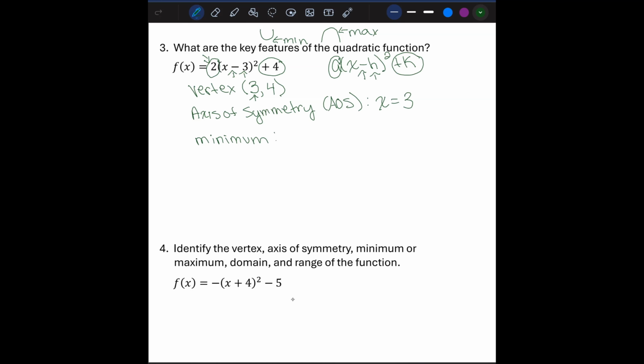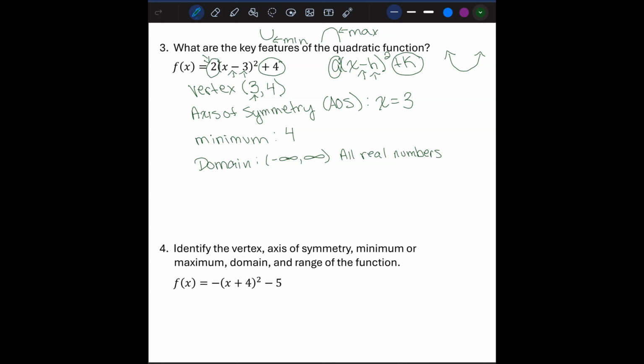So the minimum is going to be where the y value is of the vertex. So the minimum here would be 4. Okay, let's talk domain and range. We already know that quadratic functions are a U-shape. So they shoot off to the left and to the right, and we really don't have any restrictions as far as the domain goes. So for our domain, it's just negative infinity to positive infinity. We could also call that all real numbers.